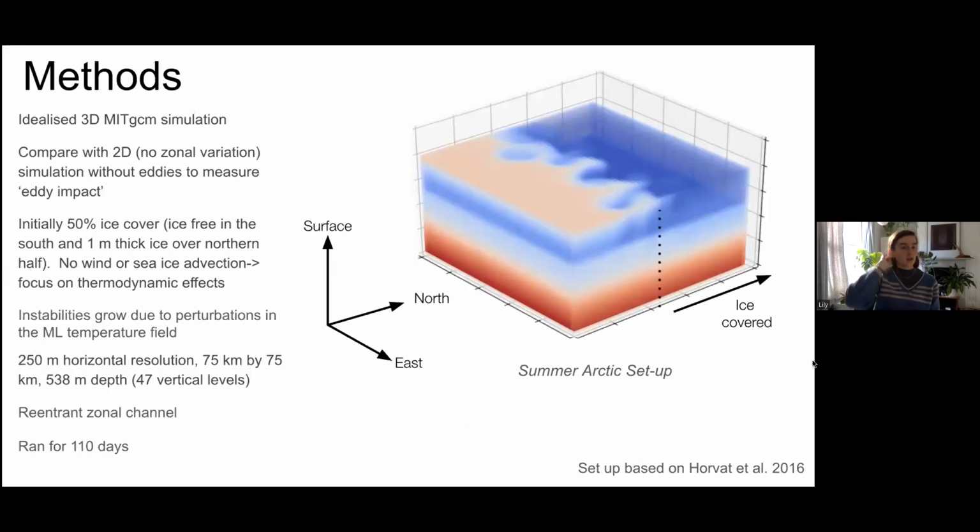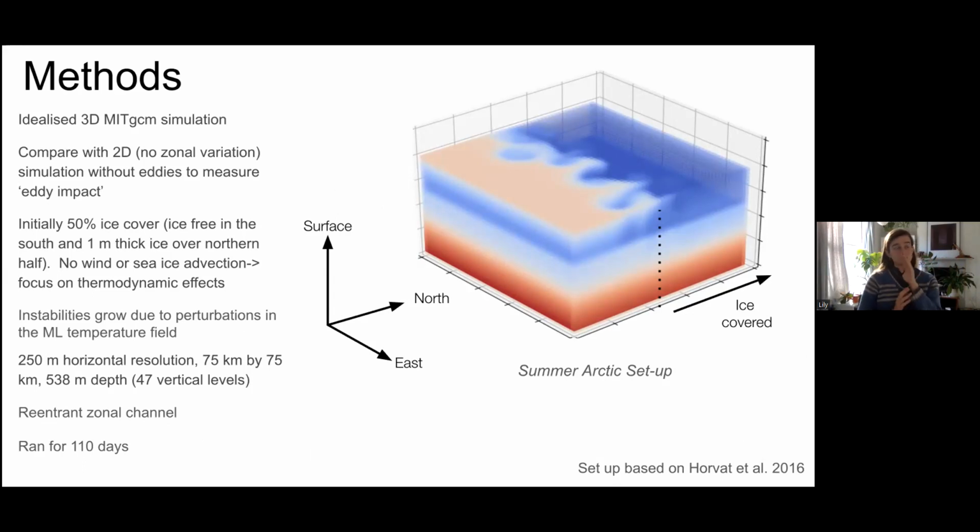So I'm using a modelling study, using the MITgcm, and the way that I measure the eddy impact is to compare a 3D simulation against a 2D simulation with no eddies. The setup of the model is to have open ocean in the south, and then the north is covered in sea ice of 1 meter thick.